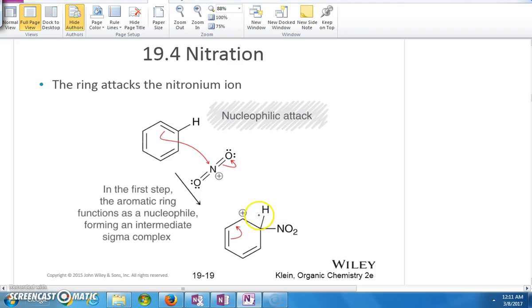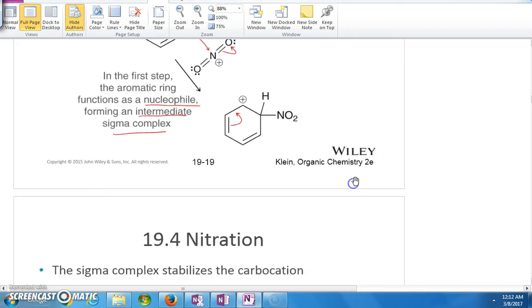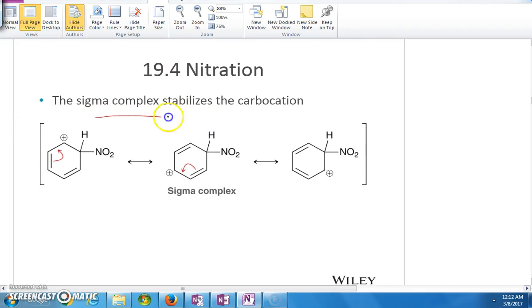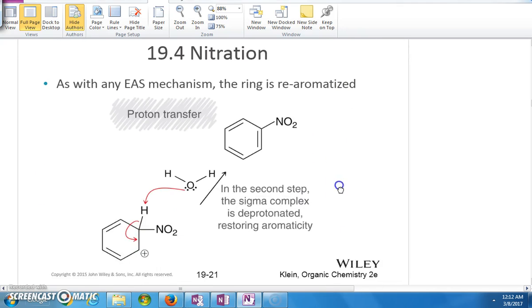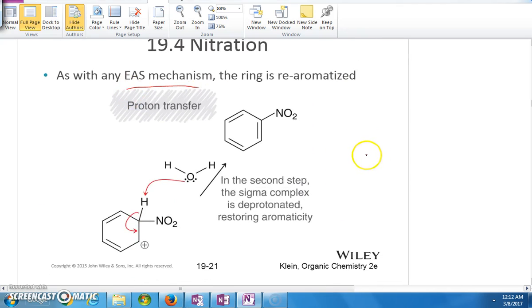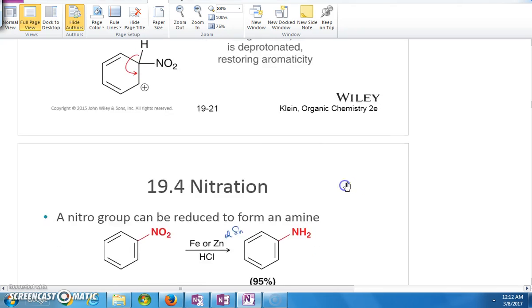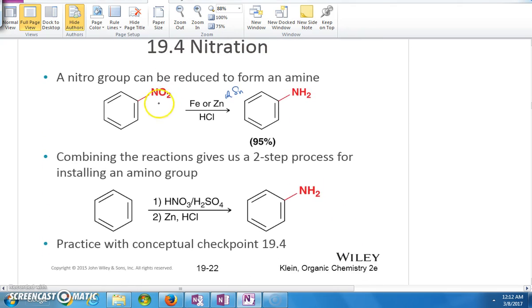In the first step, the aromatic ring functions as a nucleophile, forming an intermediate sigma complex. And of course, that means that the sigma complex is stabilized by resonance. And then, as with any electrophilic aromatic substitution, the ring is re-aromatized via a proton transfer, which restores aromaticity. So these are just the steps that you need to remember. Once the nitro group is formed, it can be reduced to the amino group using either iron or zinc or tin in HCl.